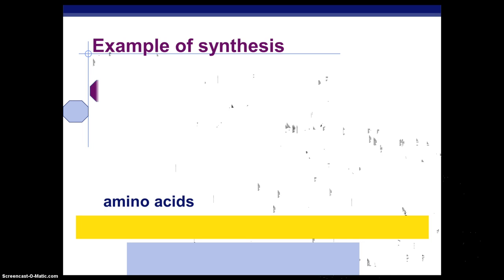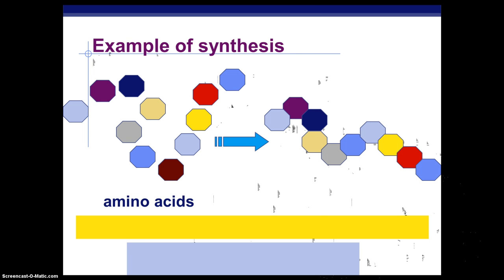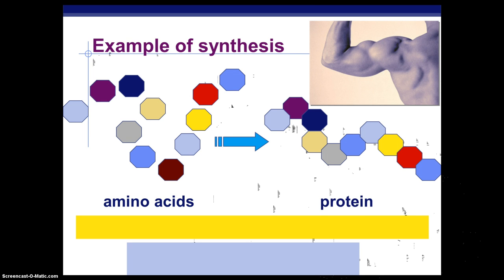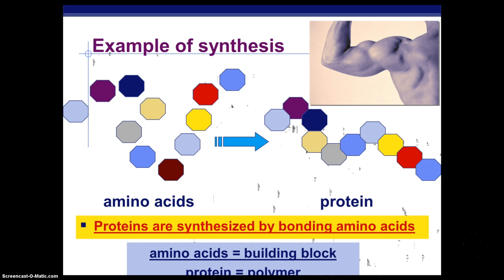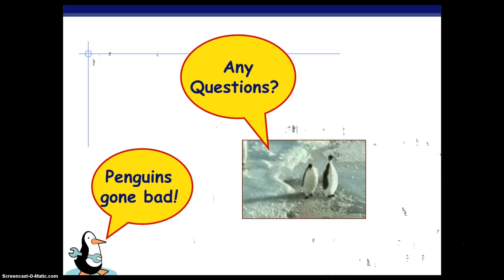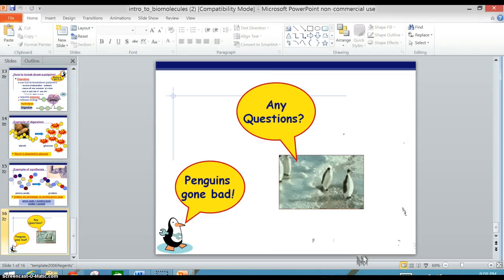And here's an example of synthesis. I'll talk about this again, it's later in your notes. Well, I already talked about it. When you put a chain of amino acids together, it makes a protein. Muscle, that's protein. Okay, all right. Oop, that guy just fell over.